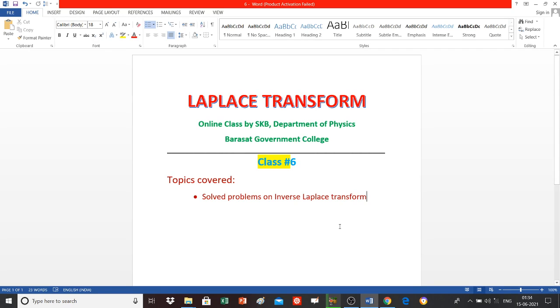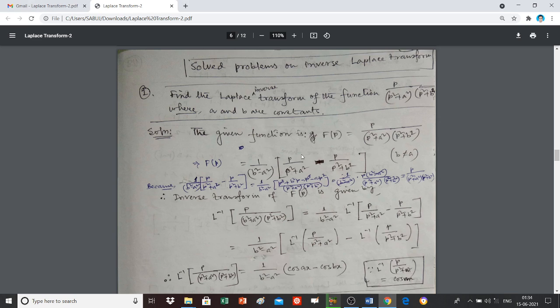Dear students, this is our sixth class on the chapter Laplace transform, and in this class we will solve some problems on inverse Laplace transform. So let us start. First, the first problem is here.